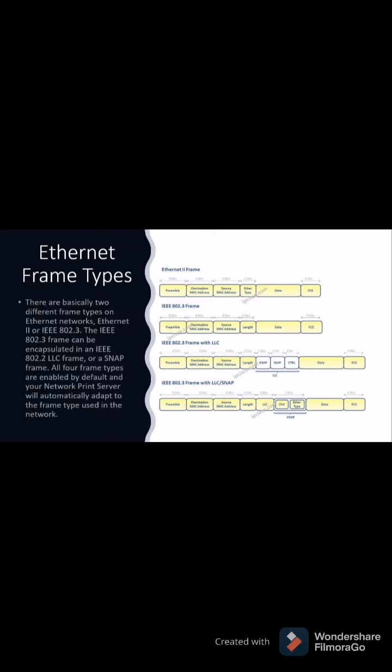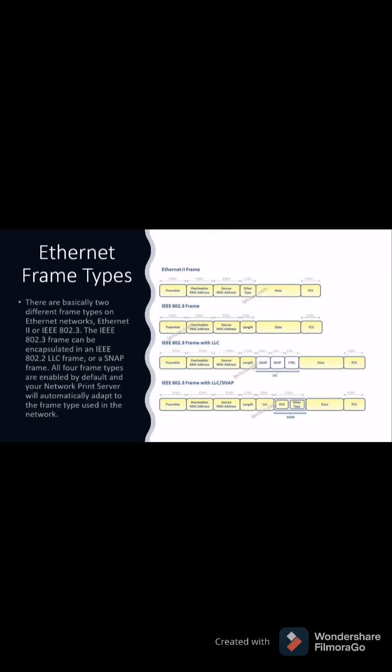Ethernet frame types. There are basically two different types of Ethernet networks, Ethernet 2 or Ethernet 802.3. The IEEE 802.3 frame can be encapsulated in an IEEE 802.2 LLC frame or a SNAP frame. All four frame types are enabled by default, and your network print server will automatically adapt to the frame type used in the network. This is an example on the right side of the four Ethernet frame type names.